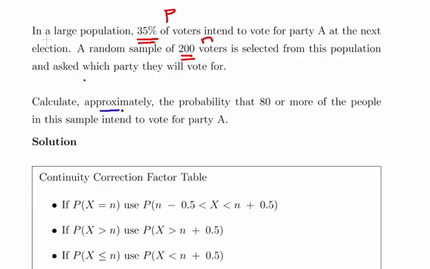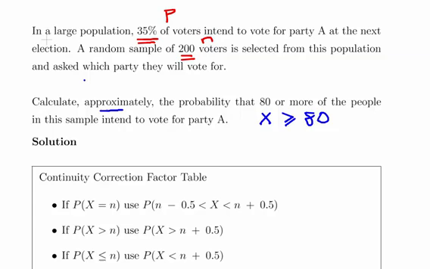Just two things to pick up on there. Approximately means an approximation, okay? And probability of 80 or more, so the number of people being greater than or equal to 80. Just be able to read through it like that.